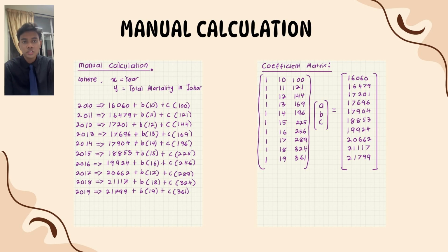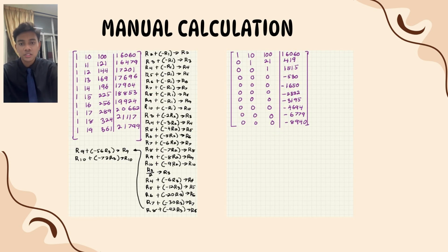The next one is the quadratic model. From the data, we take x to represent the year, and y to represent the total mortality in Johor. Then we put the data x, y into the quadratic equation, which is a plus bx plus cx squared. Then we take the coefficient numbers and put them into the coefficient matrix, which is A x equals b. And then from the coefficient matrix, we change it into an augmented matrix.